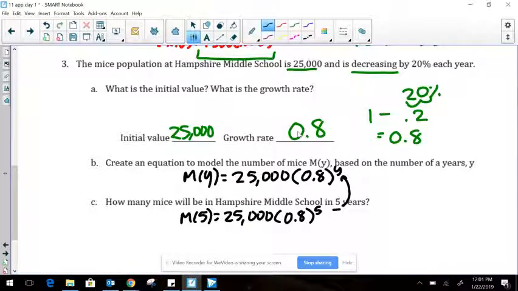25,000 times 0.8 to the fifth. Okay, plug that all into your calculator. What do you get? Good. Okay, so you get 8,192 mice. Still a lot of mice, but better than the 25,000 for sure.